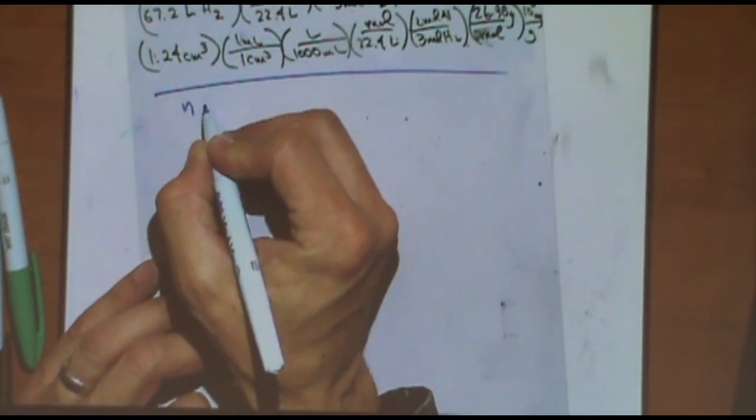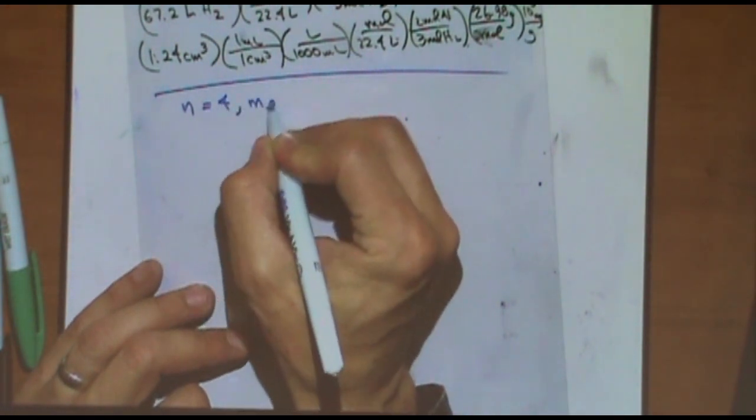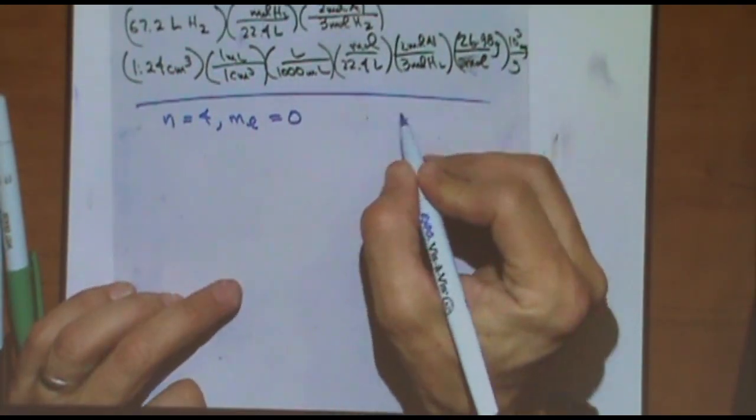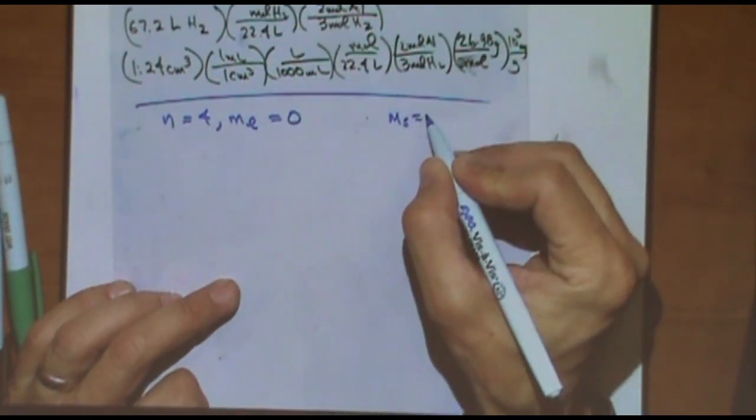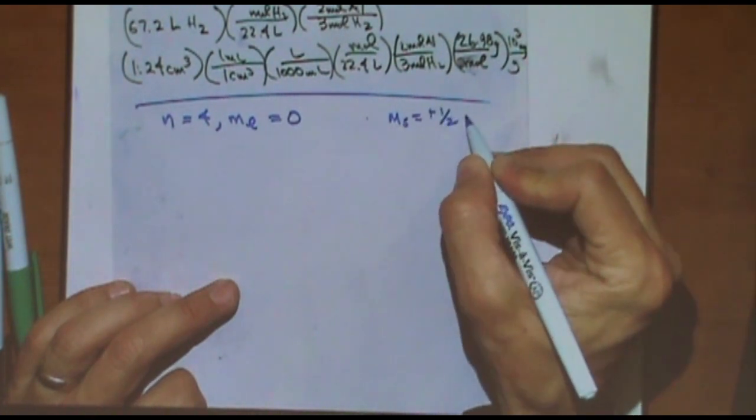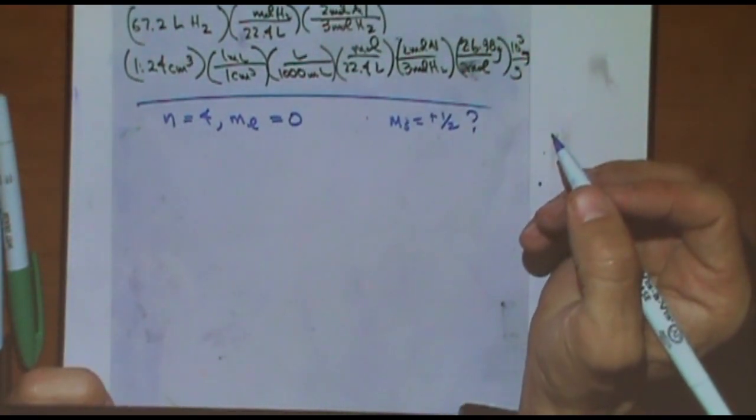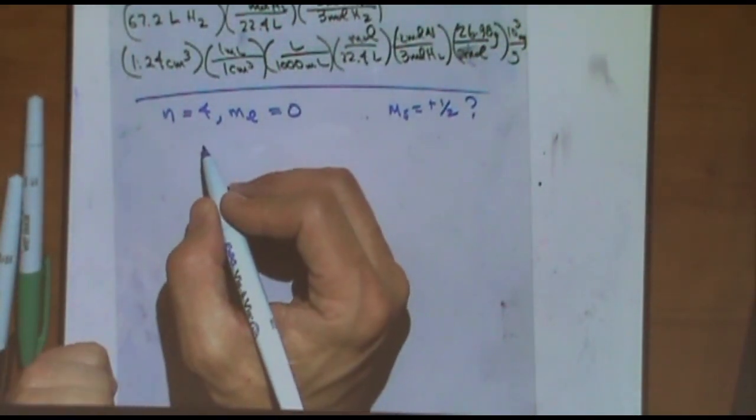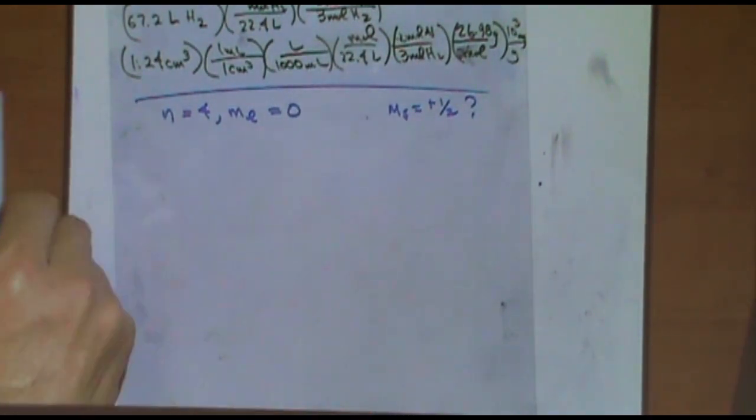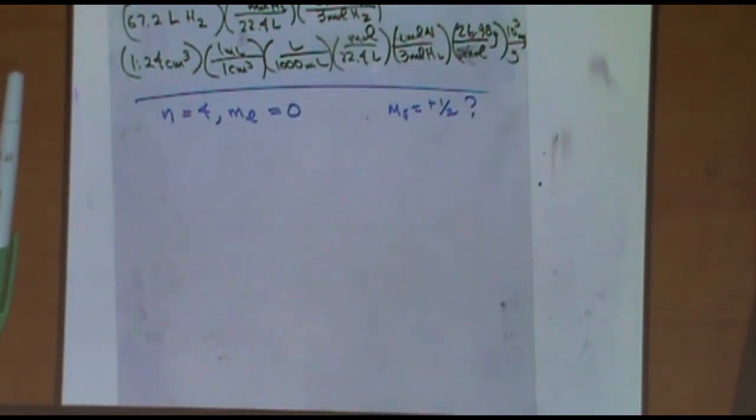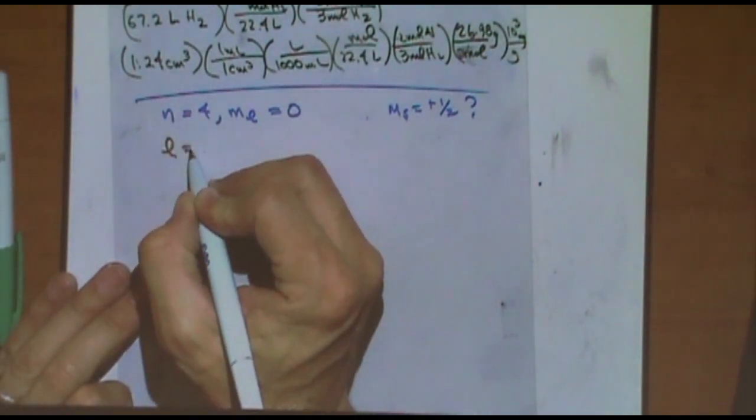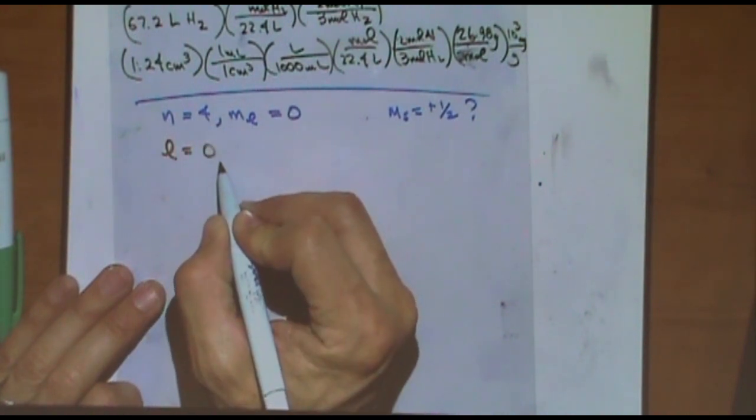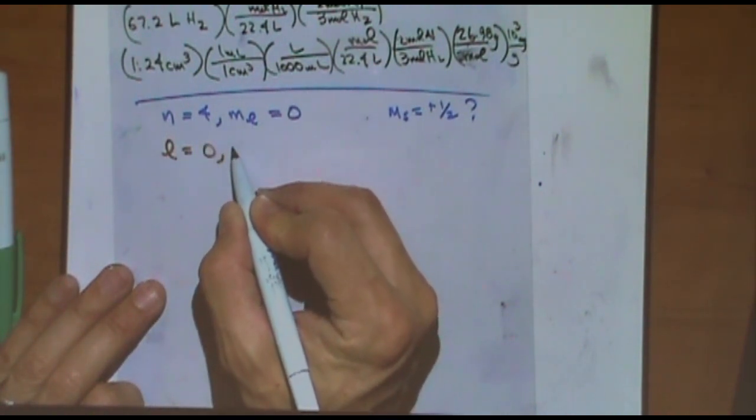It says N is 4, M sub L is 0. Okay, so I want to know how many spin up electrons do I have? Doesn't really matter, but spin up. Let's just go through. If N is 4, what could L be? So what's the lowest number L could be? 0. What's the highest it could be? 3.